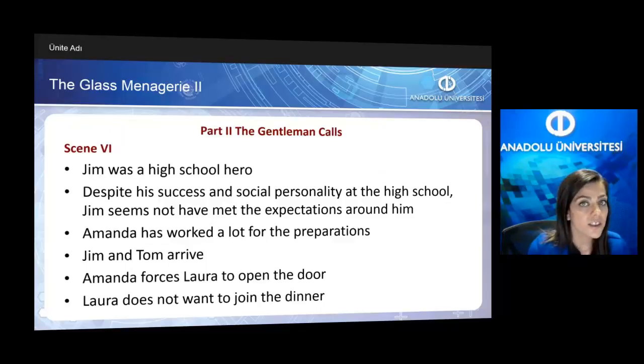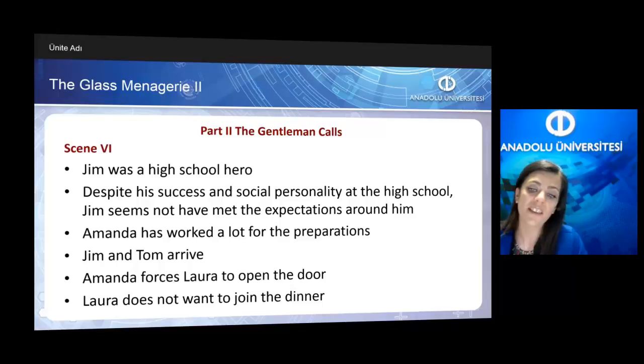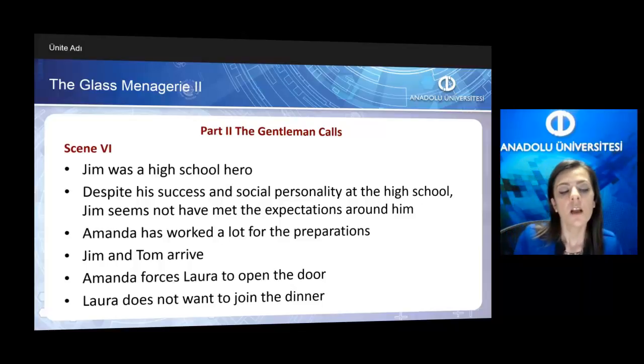And part 2, now the gentleman caller is coming. In scene 6, we see Jim as a high school hero. It is the same Jim Laura knows from high school. He was a very successful kid at the high school, but despite his success and social personality at the high school, Jim now seems not to have met the expectations around him. In this scene, we see that Amanda has worked a lot for the preparations. Then Jim and Tom arrive at the house.